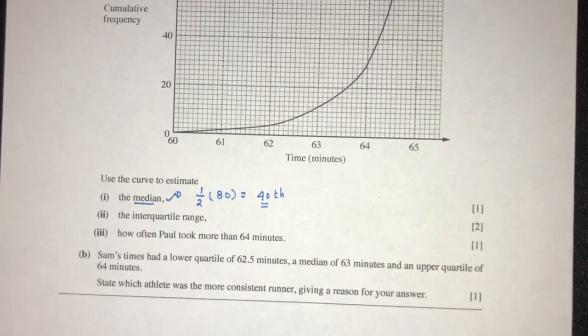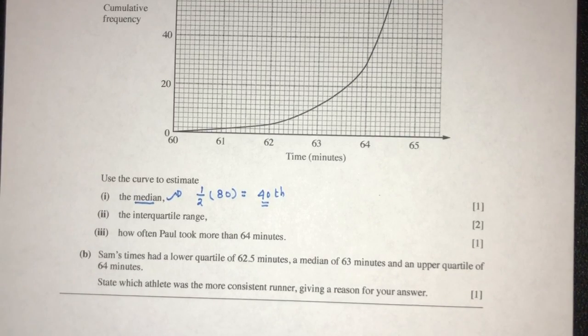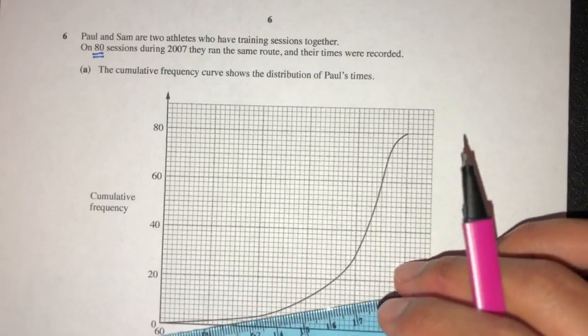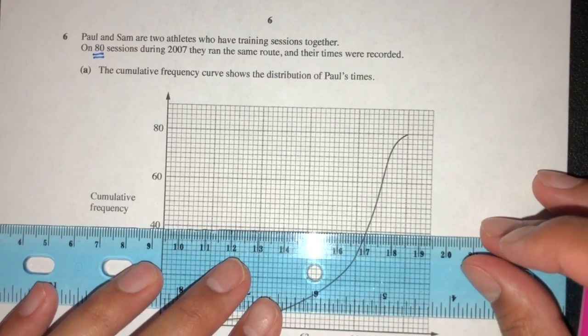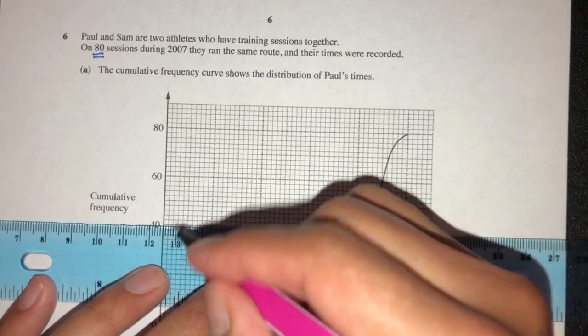So where is that? Let's have a look. Here we have to use the ruler as well, because we have to show how you use the graph to find that value. So on the 40th session, what is the time that he had? So 40th session is here.